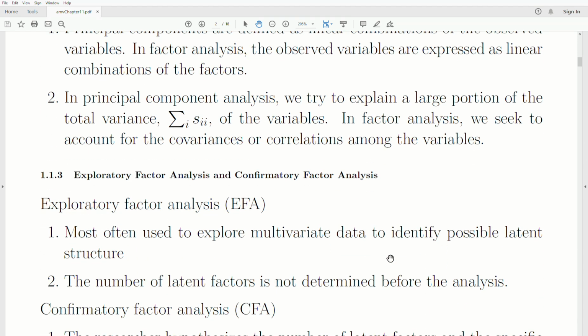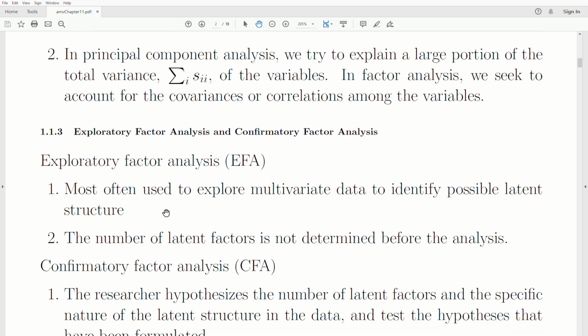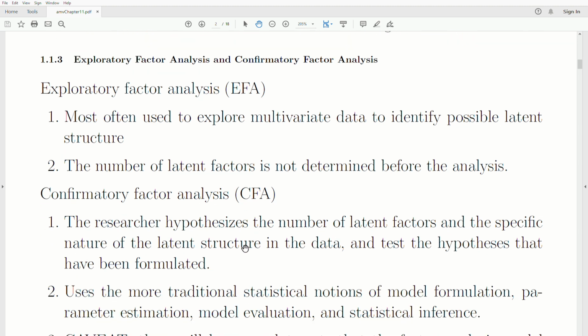Now, there are 2 broad categories of factor analysis. One's called exploratory factor analysis and the other is confirmatory factor analysis. Exploratory factor analysis is most often used to explore multivariate data to identify possible latent structures. The number of latent factors is not determined before the analysis, and that's the goal of exploratory analysis. In confirmatory factor analysis, the researcher hypothesizes the number of factors and the specific nature of the latent structure of the data, and then tests the hypotheses that have been formulated.